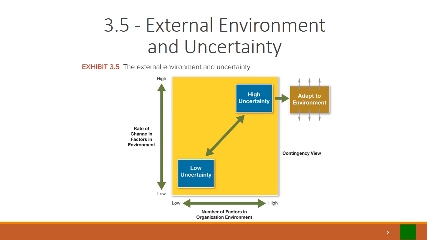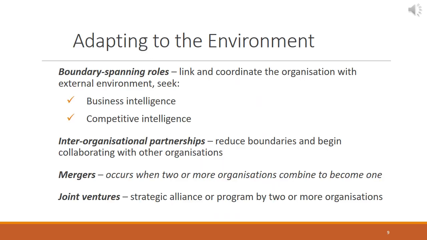So there is a tremendous amount of factors in the organizational environment that can change, and the pace at which those factors can change is also quite significant. So the organization's only choice in response is to adapt to its environment. In order to adapt to the environment, it's very important for the business to fulfill certain roles. An important one is boundary spanning roles that link and coordinate the organization with its external environment. And there are a couple of components to this.